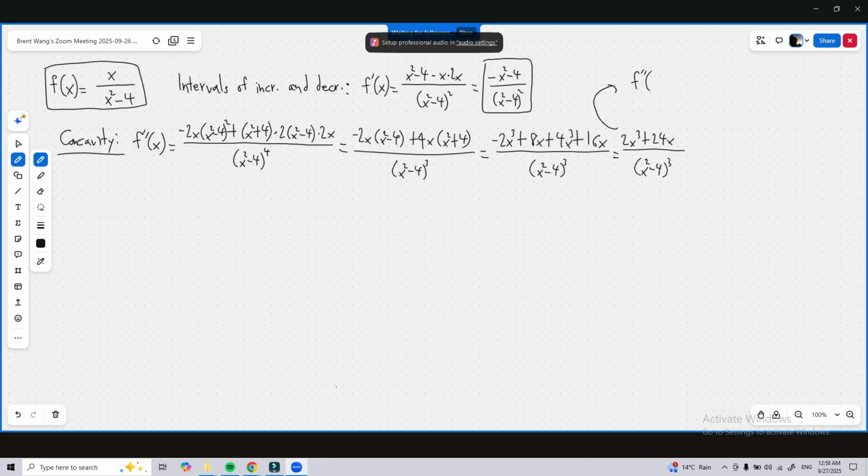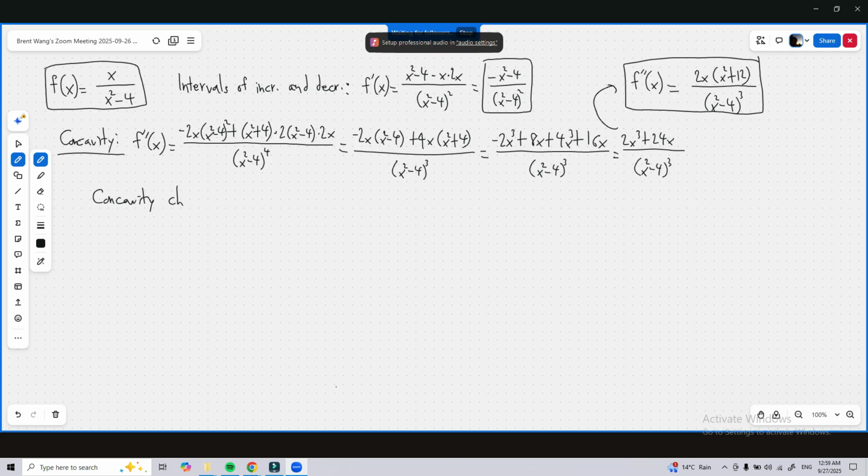Our second derivative, it's good to factor this as much as possible, equals 2x(x squared + 12) over (x squared - 4) cubed. This is the second derivative. And it's not immediately easy to see where the intervals of concavity are. Remember what I said before, I'll say it again.